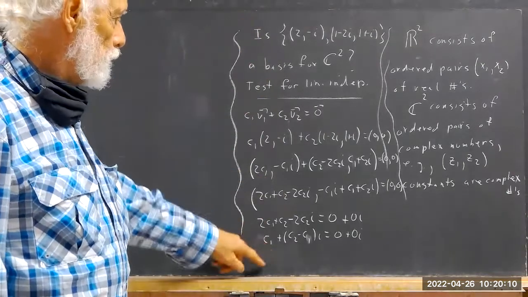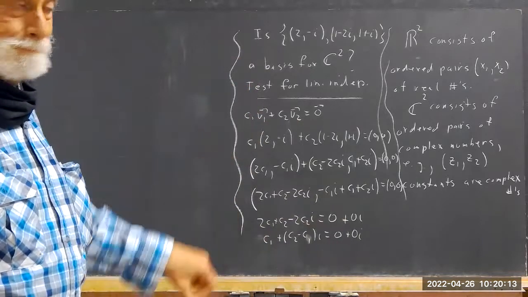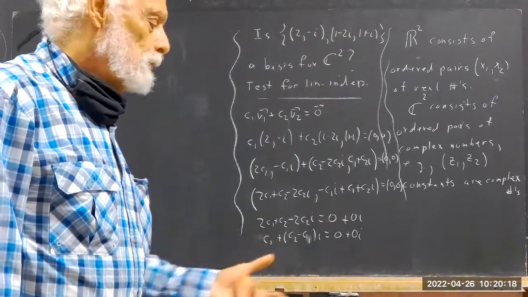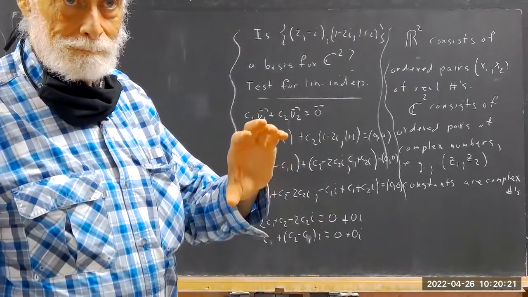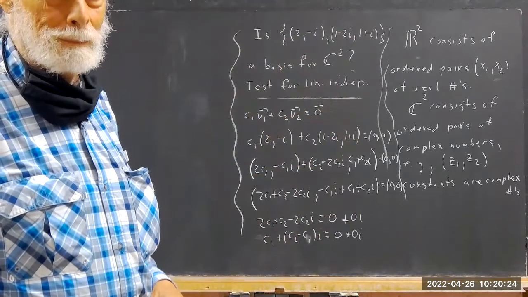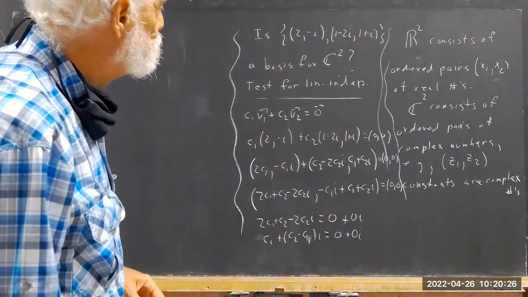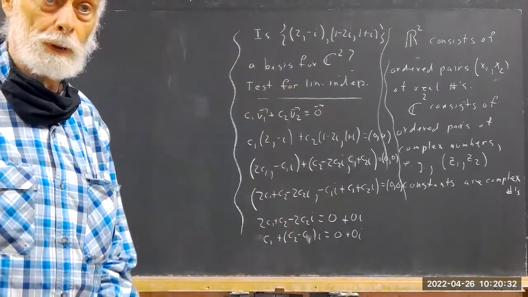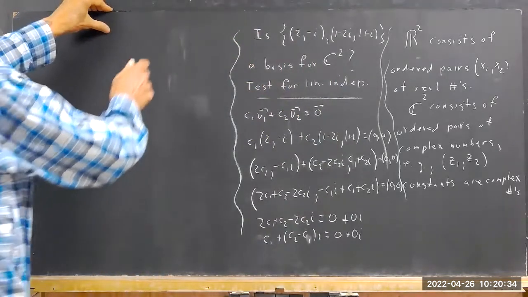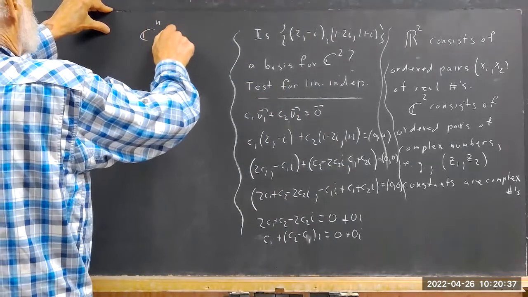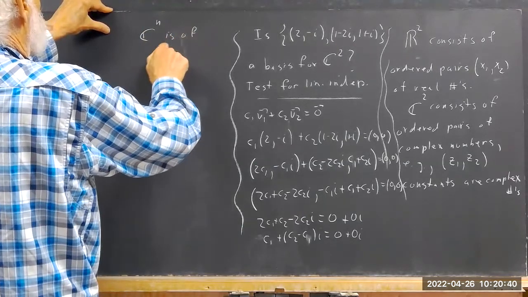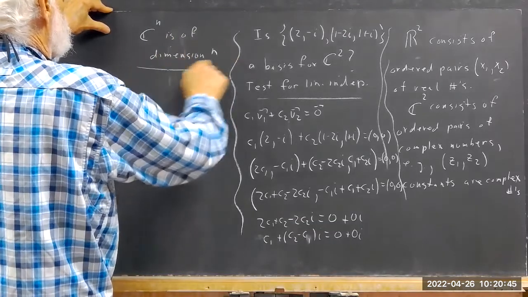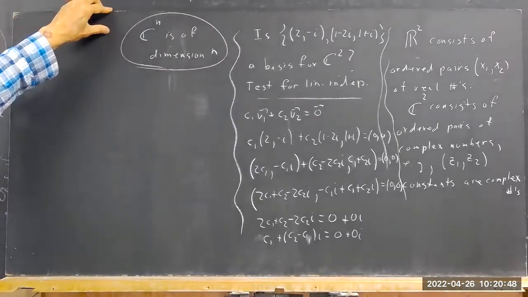Well, that's not a complete answer, but you see plenty of examples, and I proved that these are linearly independent. In your book, you see a simple proof that C2 is of dimension 2. I don't want to take the time to write that out because I want to look at some different things. Cn is of dimension n.